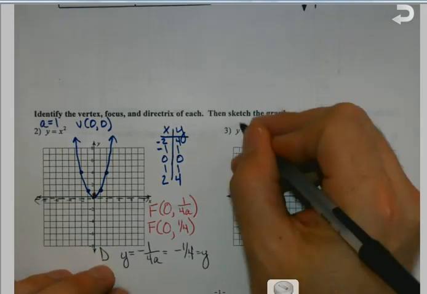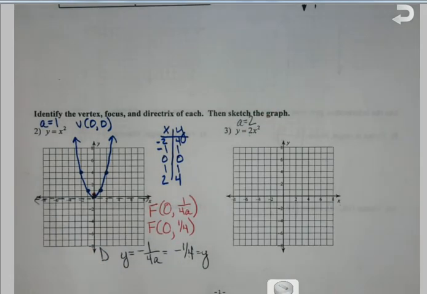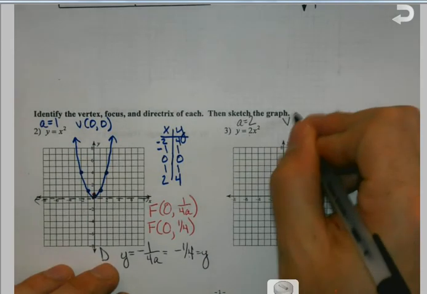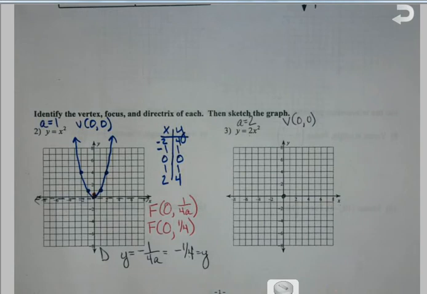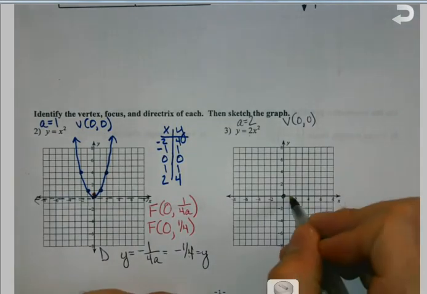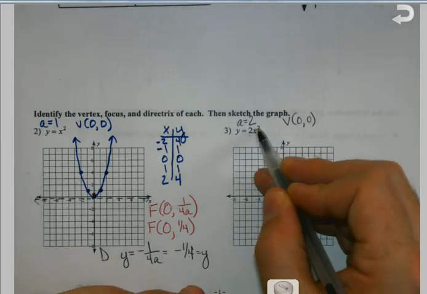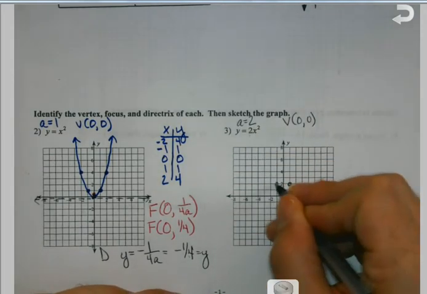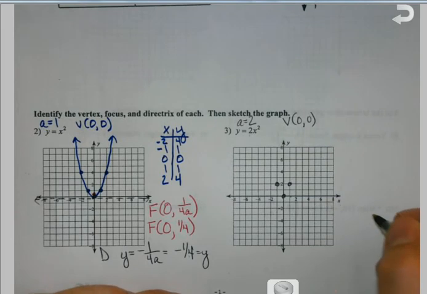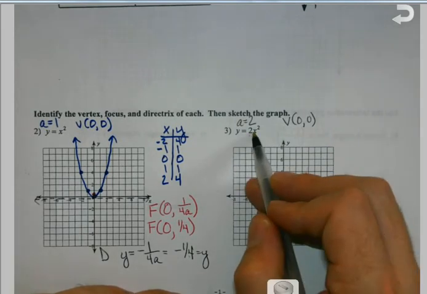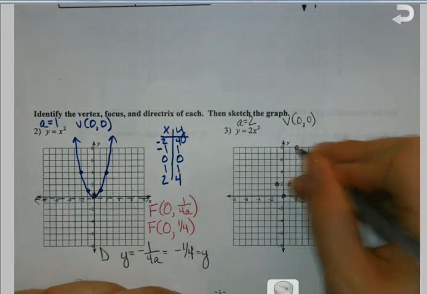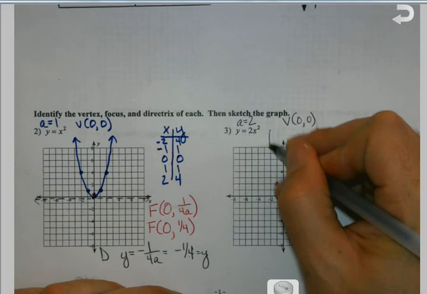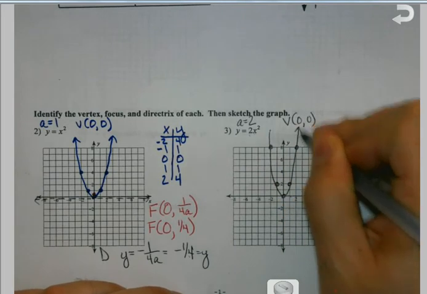On the next one, the only difference is my a value is going to be 2. My vertex isn't moving. The only thing that's happening is my parabola is getting a little bit skinnier. Because if I plug in 1, 1 squared is 1, times 2 would be 2, and I know it's going to be symmetrical, so I can use that for 1 and negative 1. If I plug in 2, 2 squared is 4, times 2 would be 8. That puts me at the very top here for 2 and negative 2. So I get my nice curvy parabola.